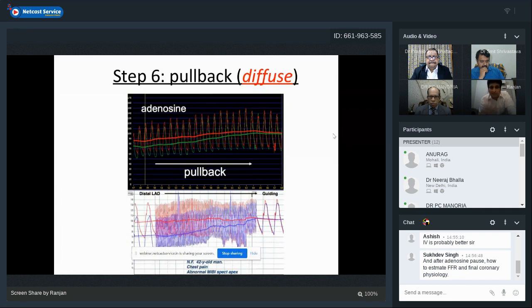Based on the pullback, there is a definition for a diffuse block and a focal block. If a pullback produces more than a 10 millimeter jump in the pressure, then it's called focal. But if the jump is gradual, 1, 2, 3 millimeters, and it lasts for more than 10 millimeters in length, then it's called a diffuse block.